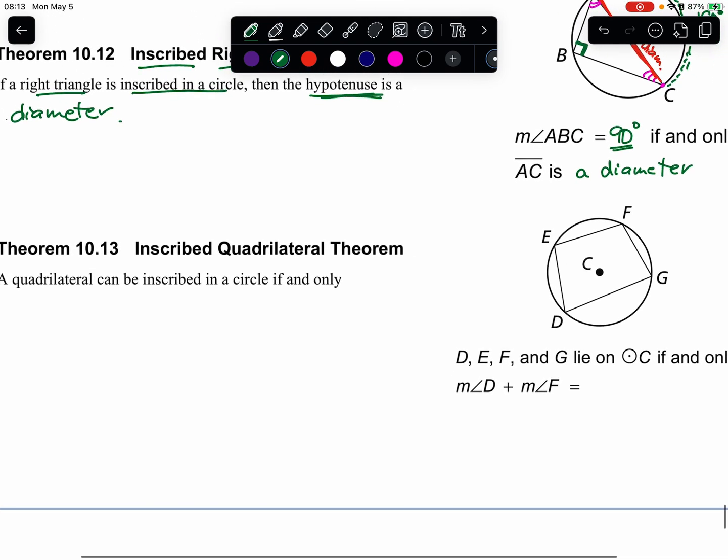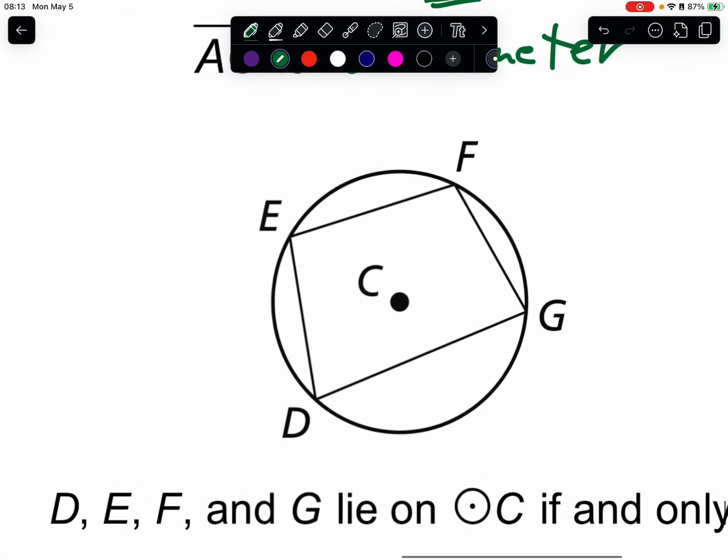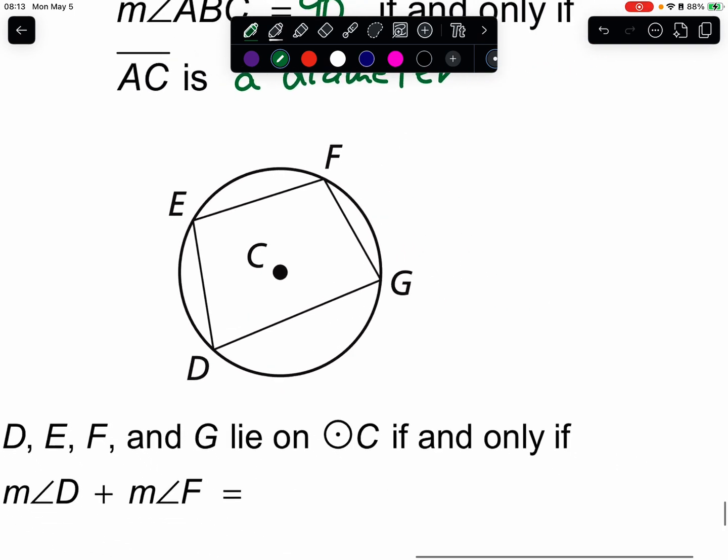And then this, 10-13, is a consequence of the former one, because now we don't have a triangle, now we have a four-sided figure. Notice again we have an inscribed figure, EFGD is inscribed.